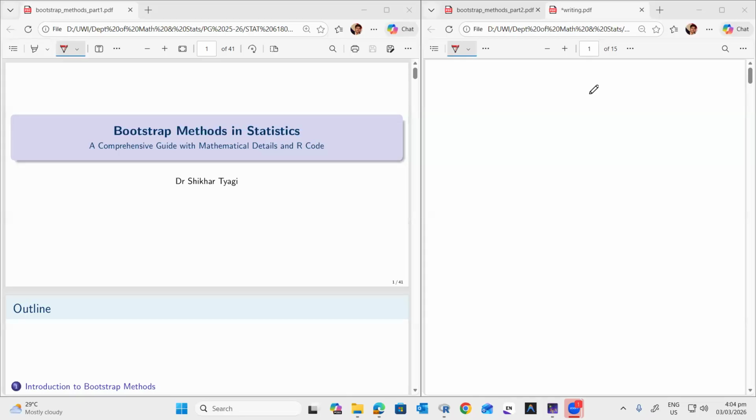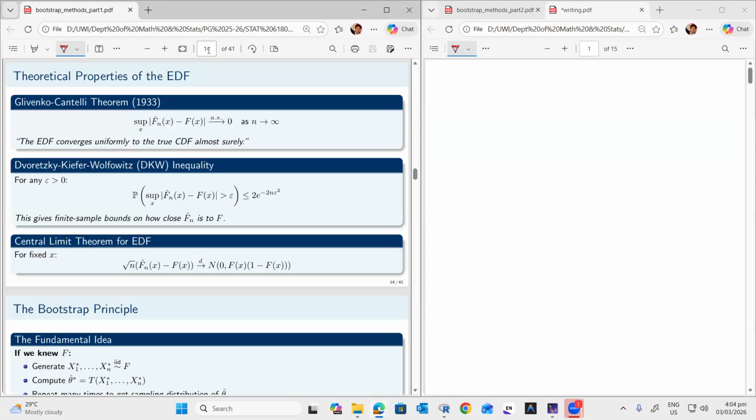Okay, so good afternoon, everyone. In the previous lecture, we were talking about the bootstrap methods. I gave you the introduction of the bootstrap method, why we need it, and how we use it. So now we are going to talk about the theoretical properties of the empirical distribution, right? And the further procedure of the bootstrap.